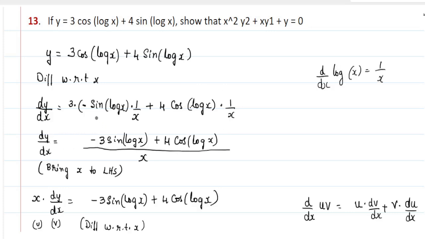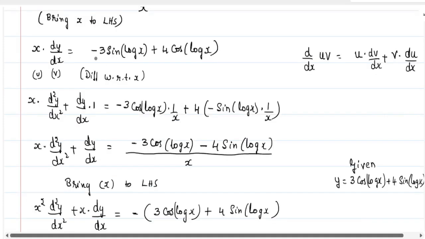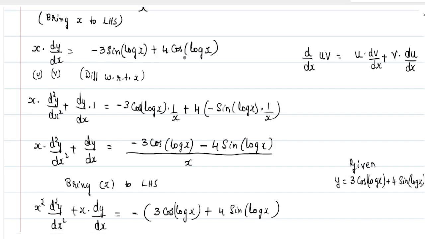dy/dx is equal to, x is common for both the terms, so we'll take it as common denominator, and minus of 3 sin log x plus 4 cos log x. Now we'll bring this x term to LHS. So x into dy/dx equal to minus 3 sin log x plus 4 cos log x.